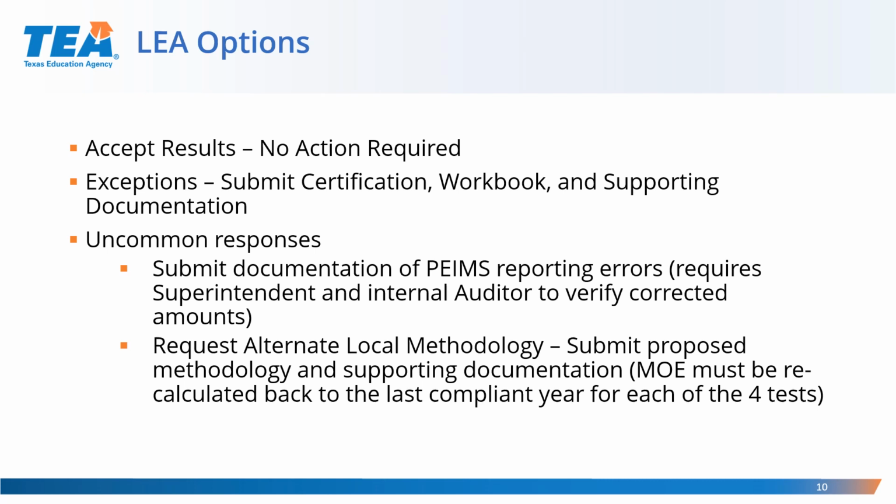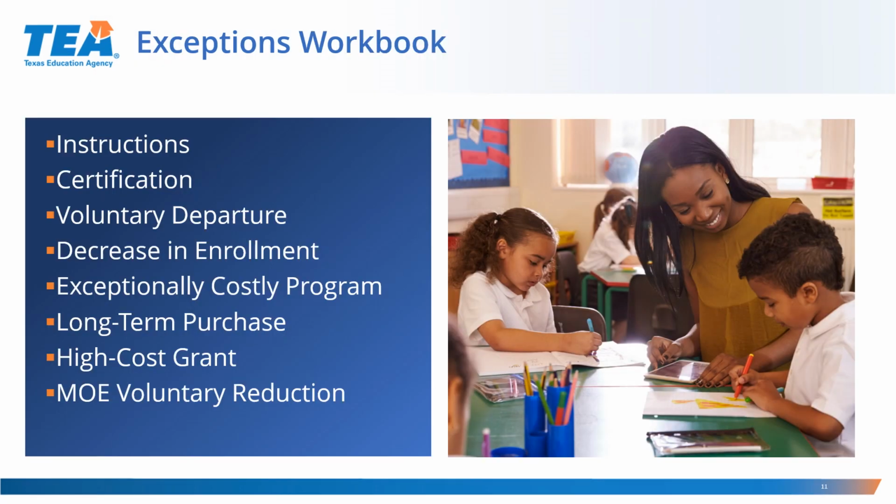Once preliminary reports are released, an LEA has 3 options. You can accept the results and no action will be required. You can submit exceptions to bring your LEA into compliance, and the exceptions must be submitted within 10 business days of the release of the preliminary report. And a few uncommon responses are submitting a PEIMS error if you feel your LEA has reported data incorrectly, or requesting an alternate methodology.